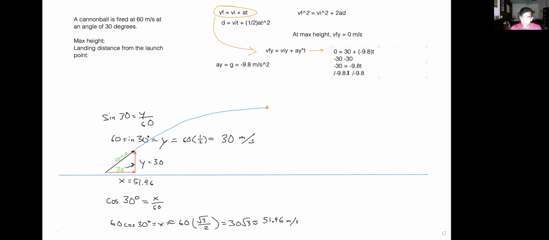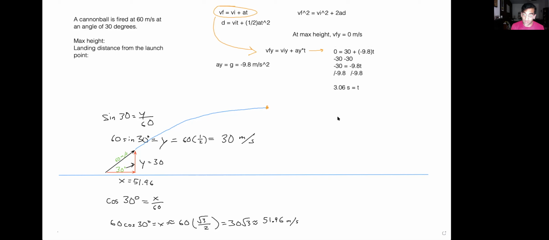When I do that, just calculating it right now, rounded to 2 digits after the decimal place, I'm going to get 3.06 seconds is equal to t. So I've done one thing: I figured out how long it takes for my cannonball to get from the ground to its maximum height. And that amount of time is 3.06 seconds.